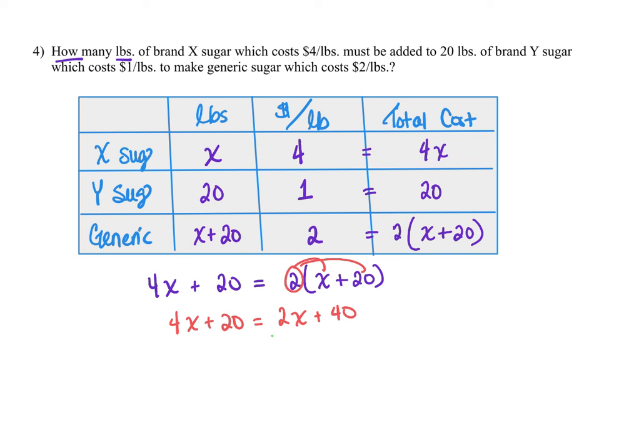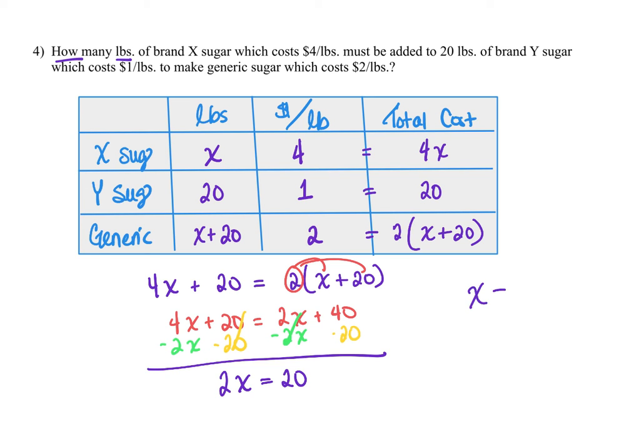Subtract my variables to one side, my numbers to the other. And then I should be able to add down and solve. 4 and negative 2, 40 minus 20. When I divide that, x equals 10. In this case, my variable was in the pounds, so 10 pounds.